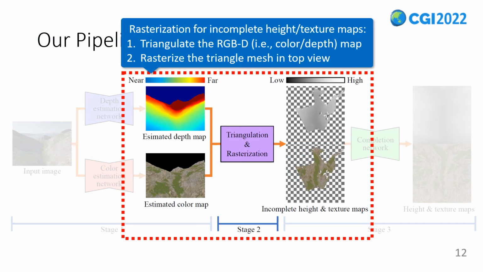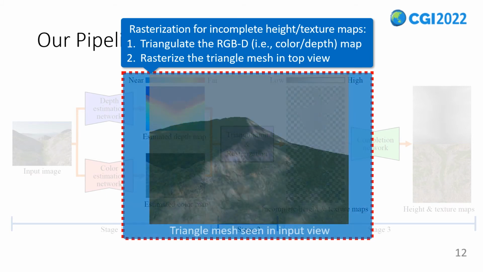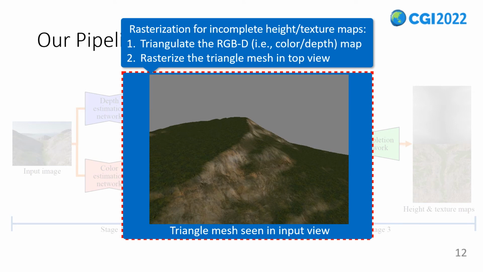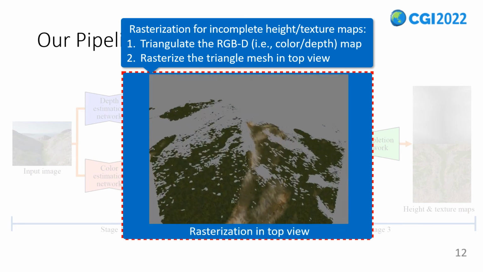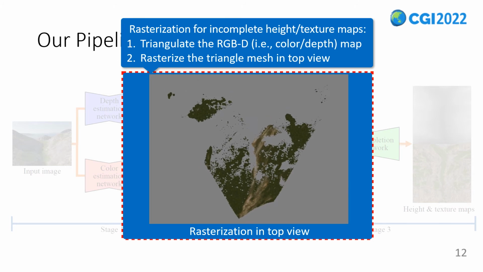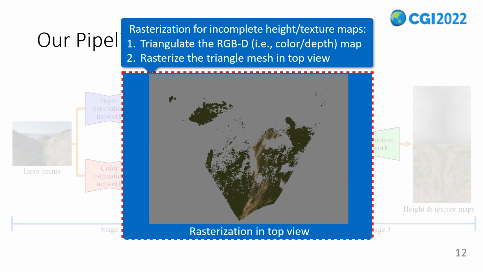Stage 2 employs rasterization for generating incomplete height and texture maps. We first triangulate the color and depth maps, and then rasterize the triangular mesh in top view to generate incomplete height and texture maps.